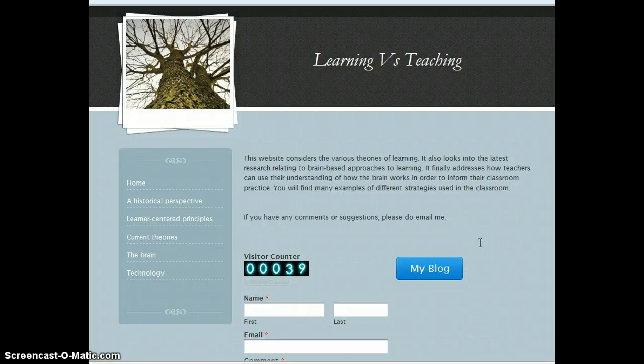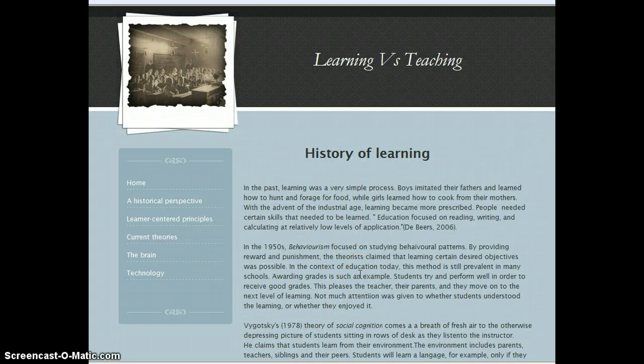Welcome to Learning versus Teaching, a wiki I've created where I've highlighted the theories of learning, our brain-based approaches to learning, and how we use this knowledge in our classrooms. It's important for educators to understand how learning and teaching has changed over time.